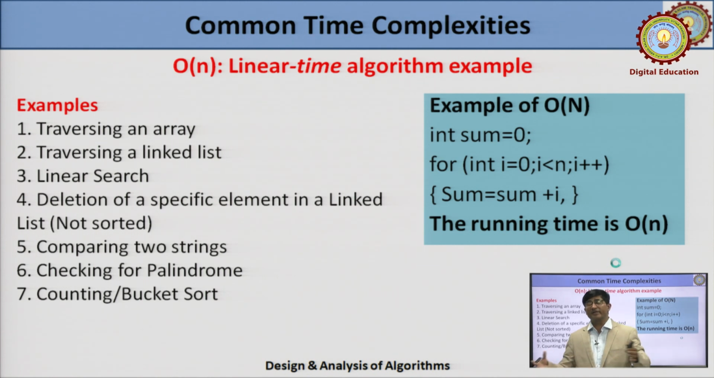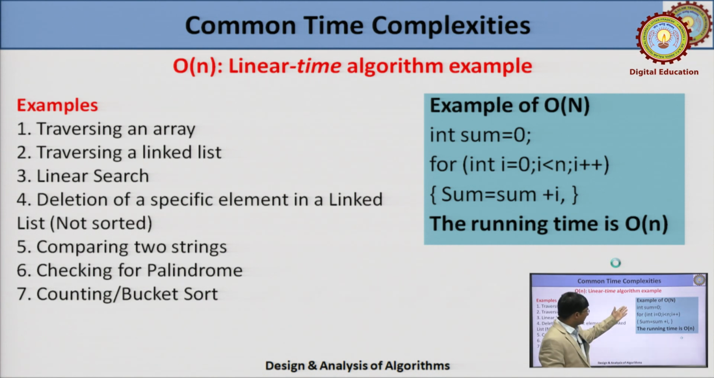For example, if you are comparing two strings, you have to compare the strings by reaching towards the length of the string, checking for palindrome, for example, counting in bucket sort. These examples come under the category of your linear time complexity algorithms.